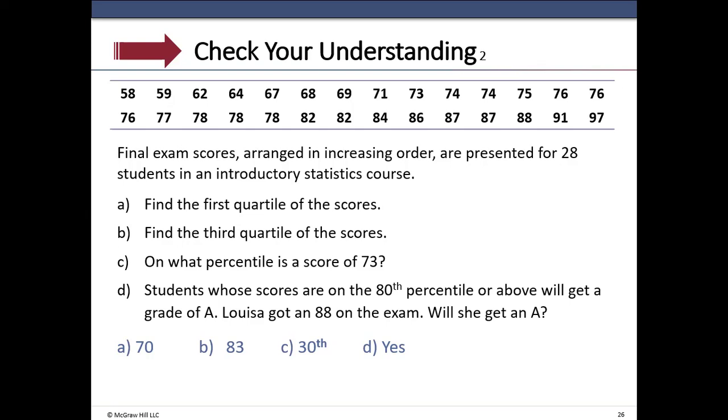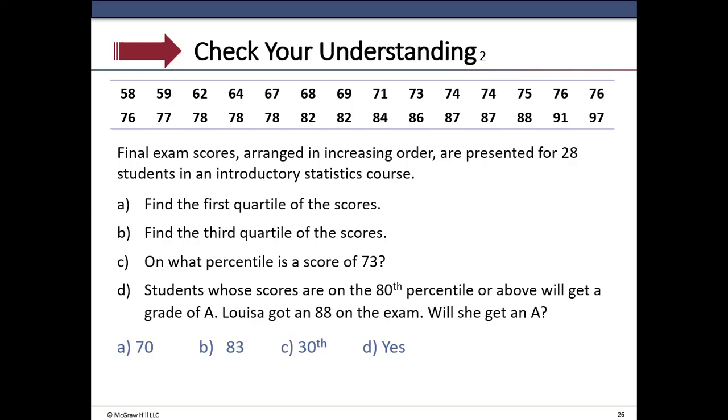Students whose scores are at the 80th percentile or above will get a grade of A. Louisa got a grade of 88. So with 88, will she get an A? The question is whether 88 is at the 80th percentile.